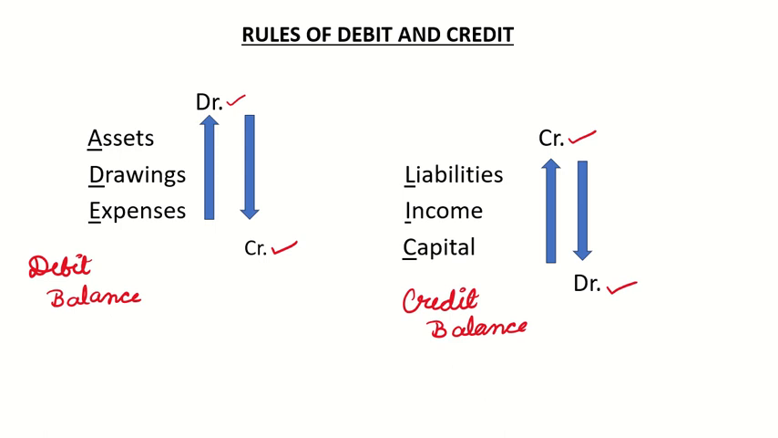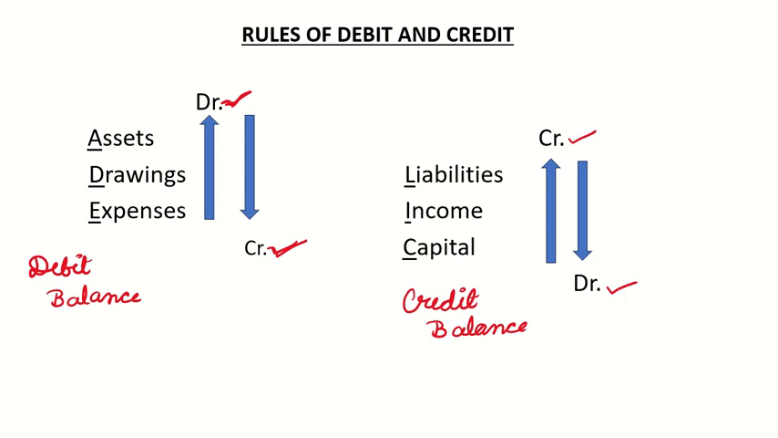You may be asking what this increase and decrease is. So I'll give you a simple example. Suppose you have purchased an asset, so your assets are increasing. When your assets are increasing, you will debit the asset account. If you sell the assets, your assets are decreasing. They are going out of the company. So when the assets are decreasing, you will credit the asset account.